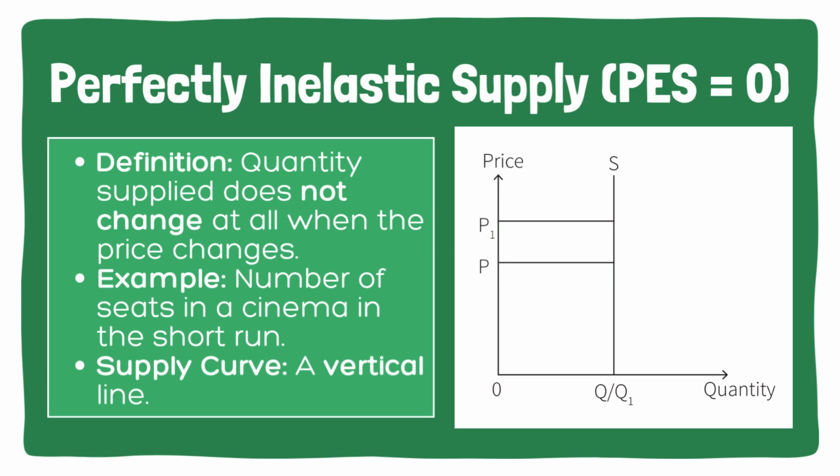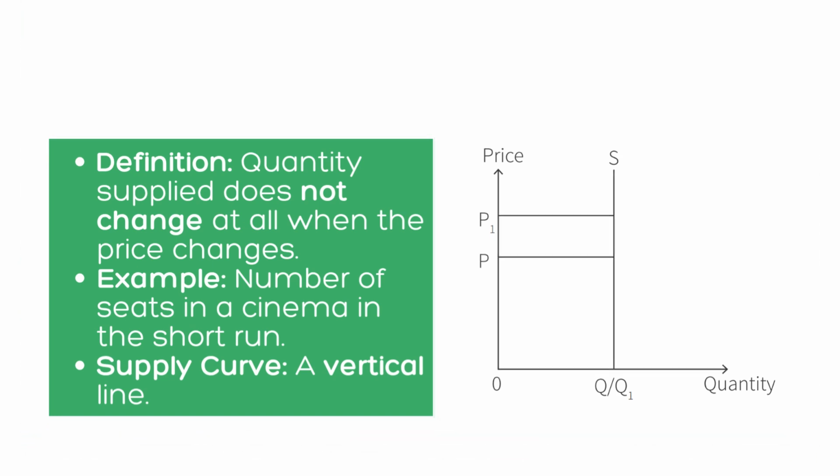Besides elastic and inelastic supply, there are other special cases of PES. Perfectly inelastic supply occurs when the quantity supplied does not change regardless of price changes, giving a PES of 0. A good example is a cinema's seating capacity. No matter how high ticket prices go, the number of seats remains the same in the short run. The supply curve is a vertical line.